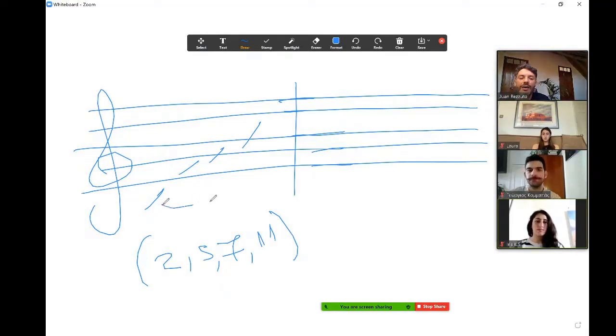So, what's the outer interval of this? 9. Yes, precisely. Thank you, Laura. So now we're going to do the first rotation, which is also a sort of inversion in this case. So it will be like this. Georgios, what's the outer interval?